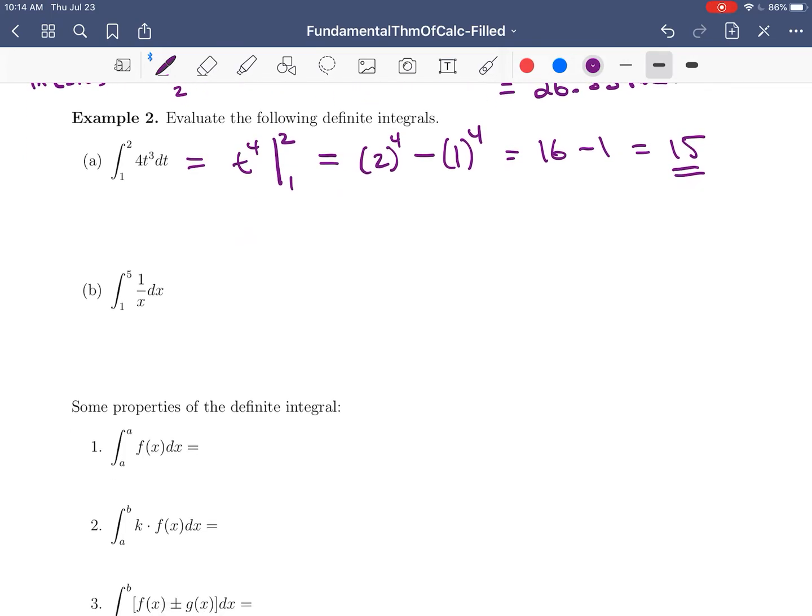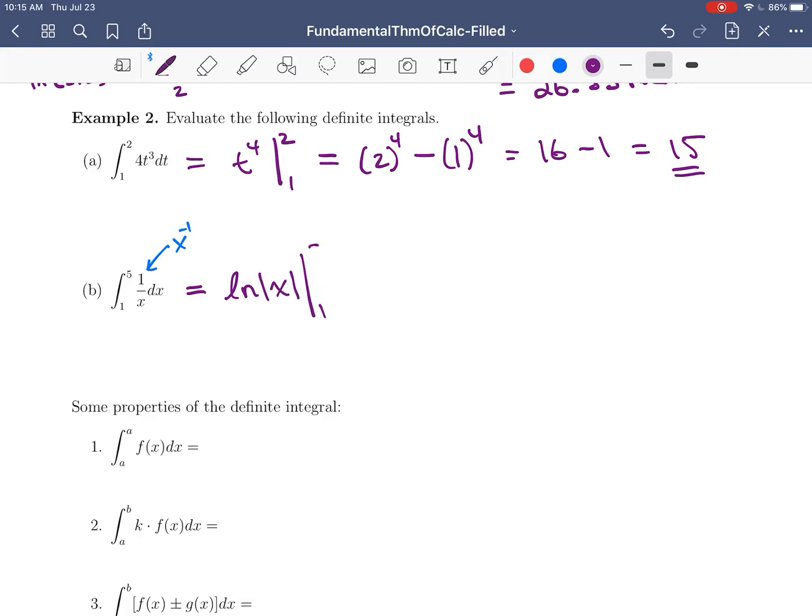Okay, now one more. So now I want an antiderivative of 1 over x. Remember, this 1 over x is actually x to the minus 1. And minus 1 is the only exponent that we cannot use the reverse power rule for. So we want to remember what has derivative 1 over x. Okay, and we know that that's ln absolute value x.